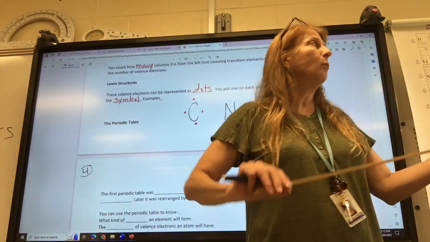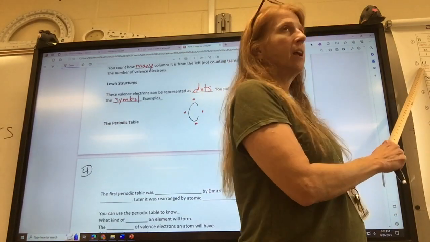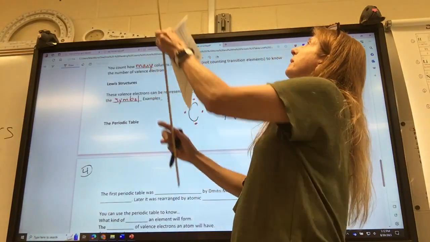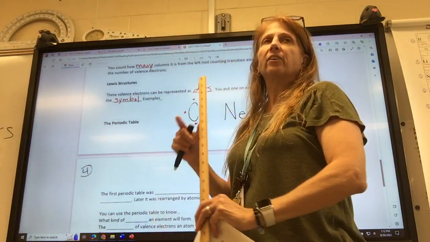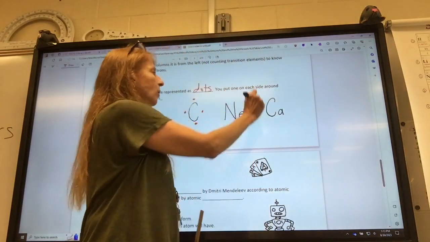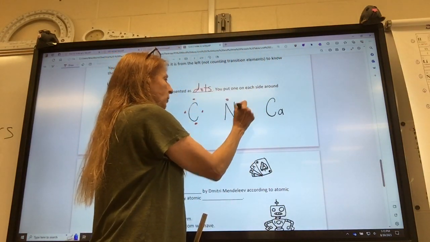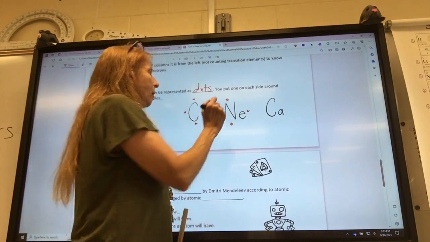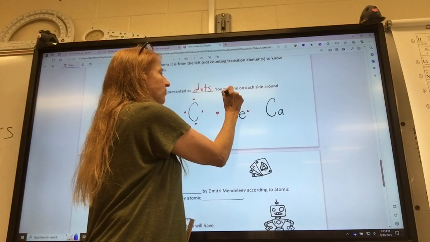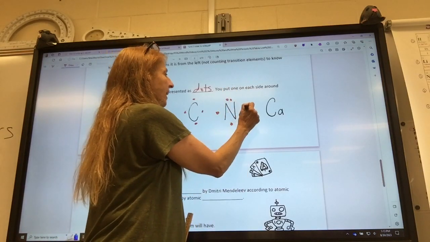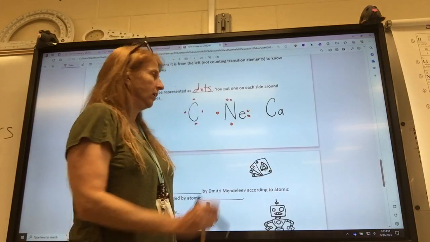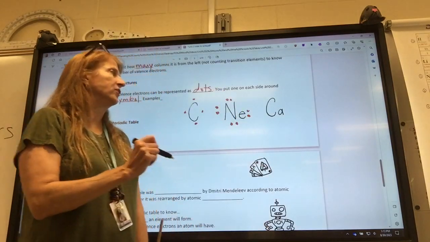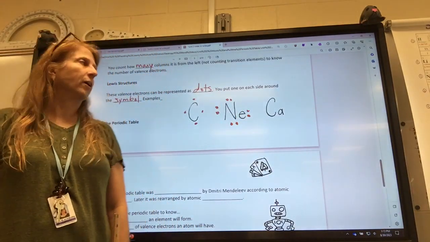So neon, how many dots do I need to put around neon? 1, 2, 3, 4, 5, 6, 7, 8. Now, there's a little bit of etiquette to this. You go around 1, 2, 3, 4, and now we have to double them up. But if they're on the top, the dots are next to each other. But if they're on the sides, they're on top of each other. On the bottom, they're next to each other, on the sides, they're on top of each other. So they kind of make a little dot box going around it.